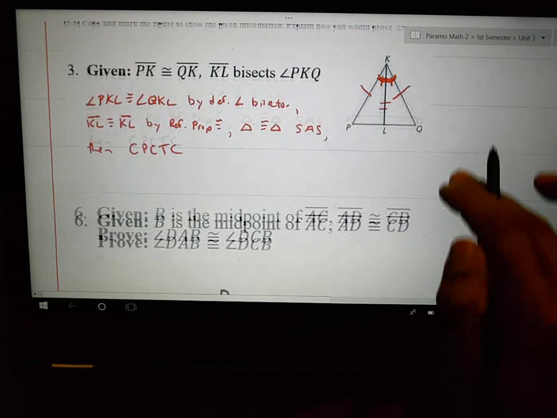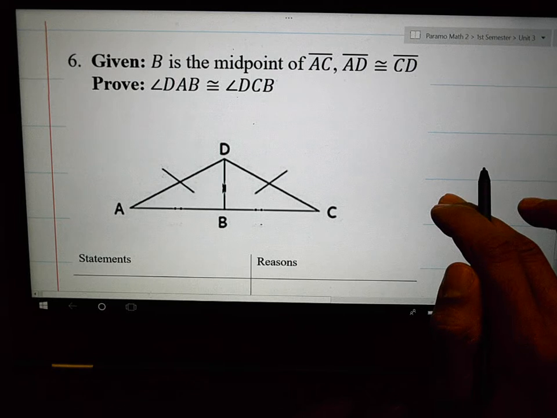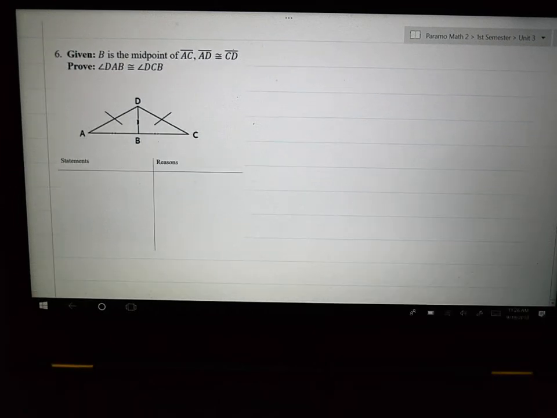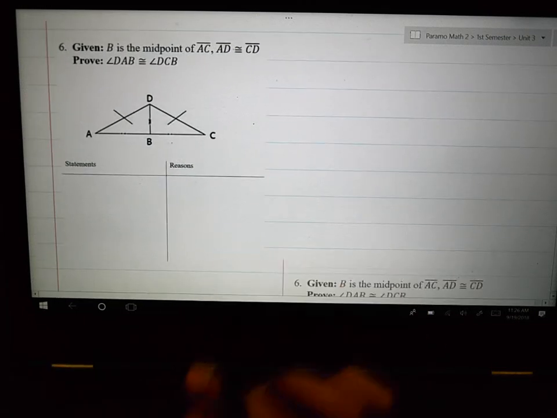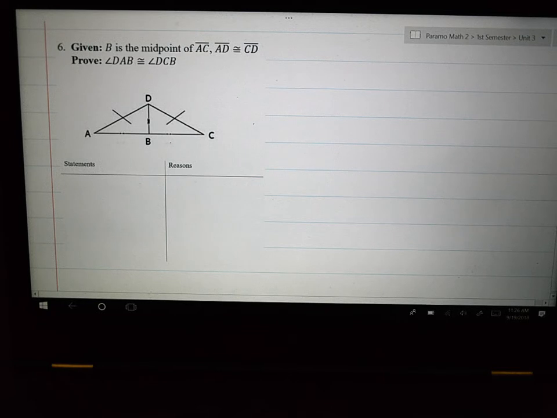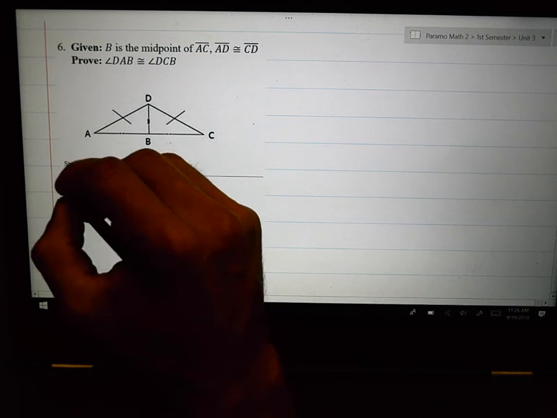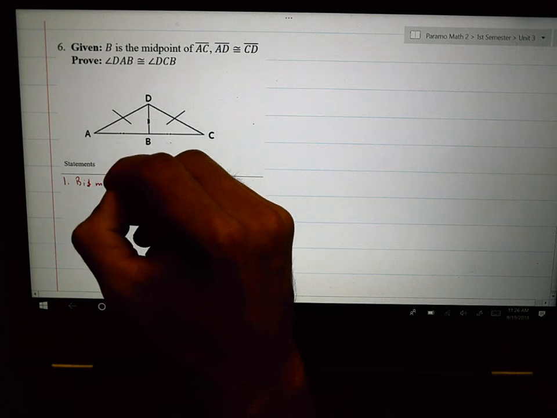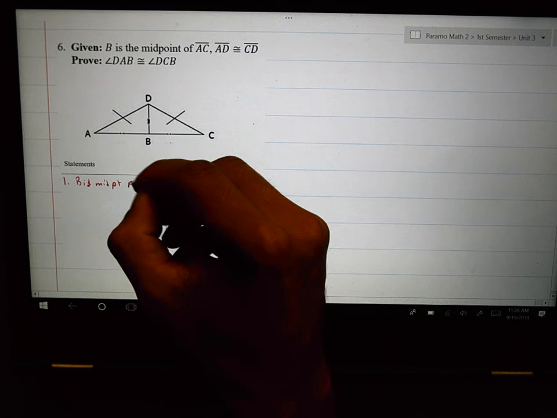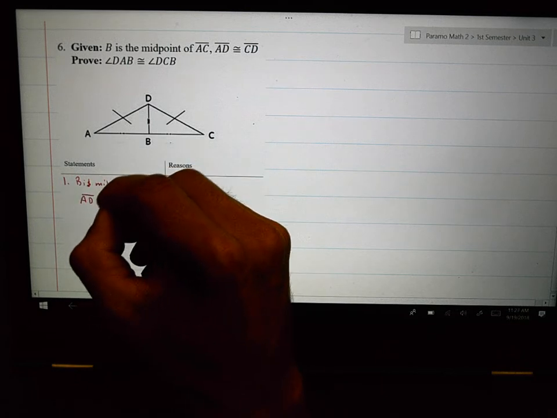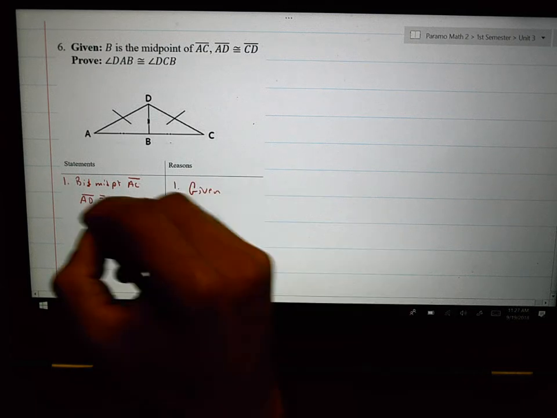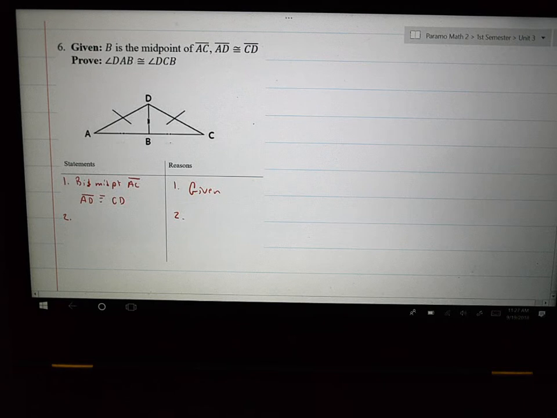The last example that I have for you is number 6. Number 6 has B is the midpoint of AC and AD is congruent to CD. Prove that those two angles are congruent to each other. So we start off with our first statement. B is the midpoint of AC. And then AD is congruent to CD. My first reason is given.